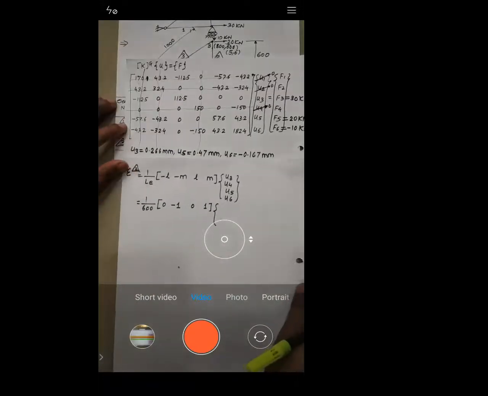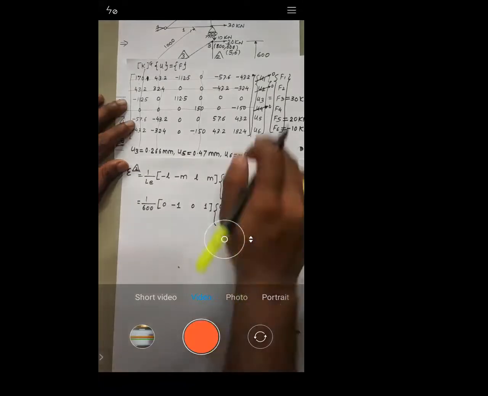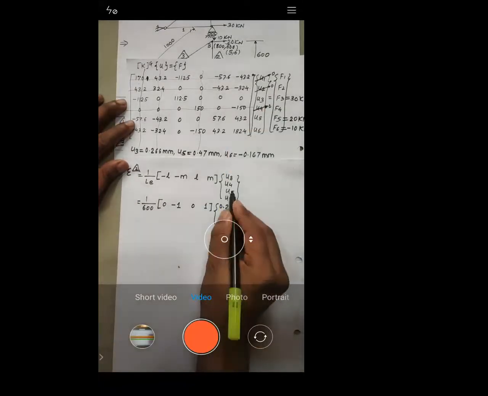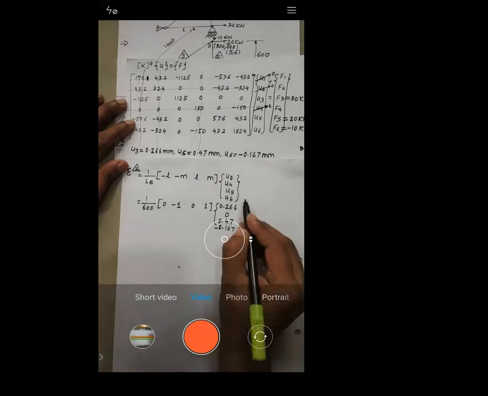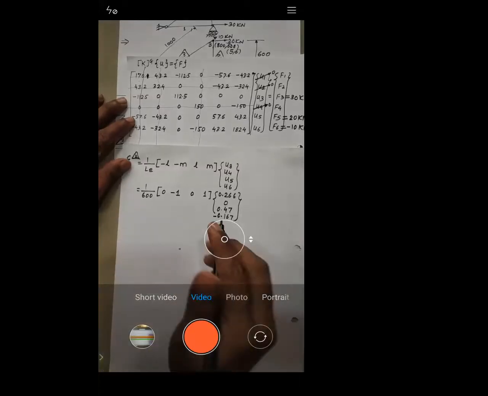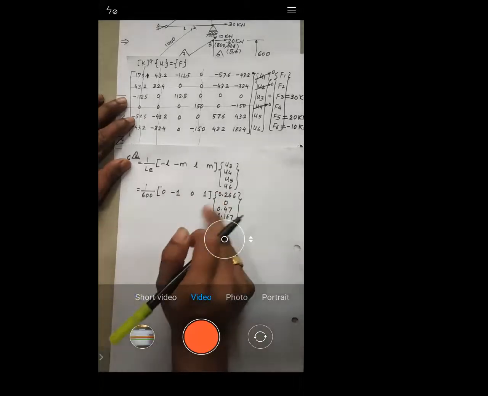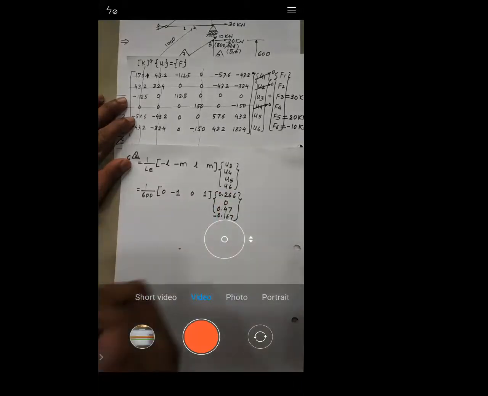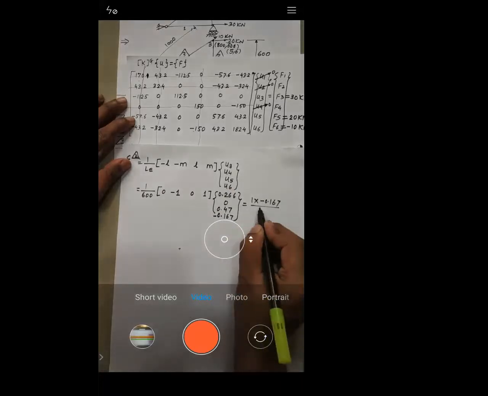Now we require U3. This is the value of U3, 0.266. U4 is 0. U5 and U6 we have calculated: 0.47 and minus 0.167. Is it okay or not? So just do this calculation. I will do that. This into this is 0. Minus 1 into 0 is 0. 0 into 0.47 is 0. What is remaining is 1 into minus 0.167 divided by 600.